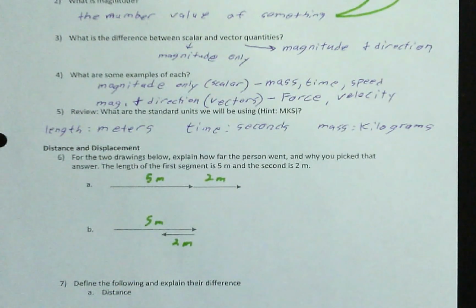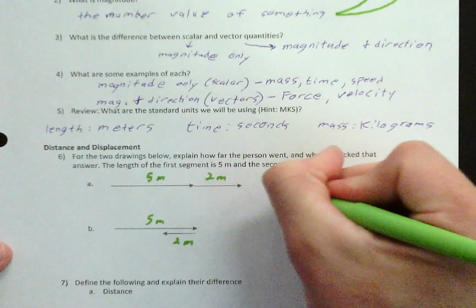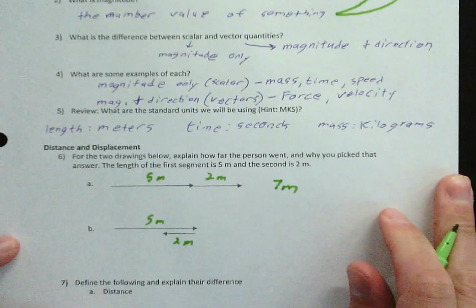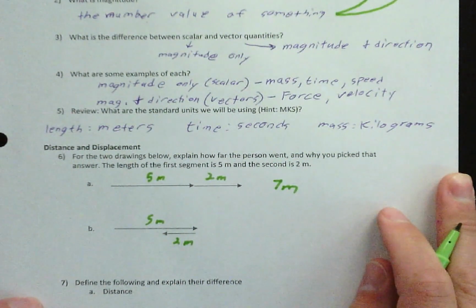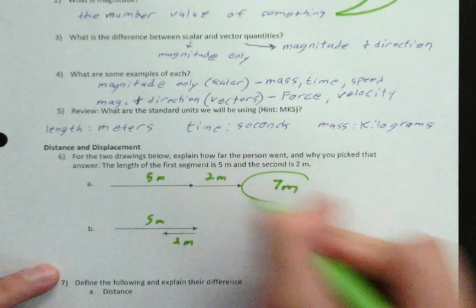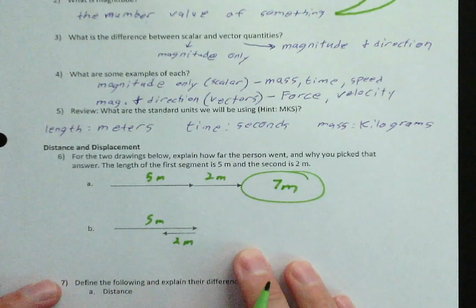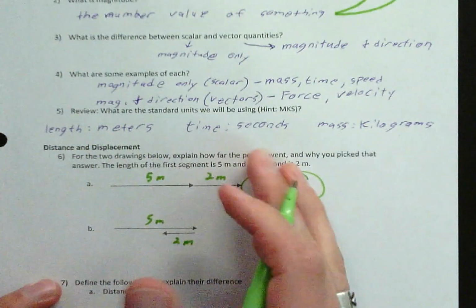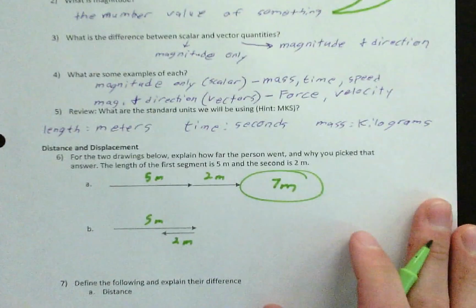See what we got for ideas. Any takers on number or letter A? How far did they go? Yeah, go ahead, Jacob. 7 meters. Anyone going with a different answer? Going once, going twice, going thrice. Solved. It is 7. Okay, we go forward 5, and then forward 2 more, we go 7.